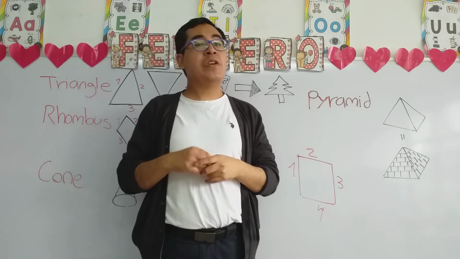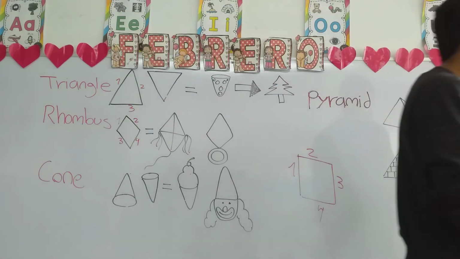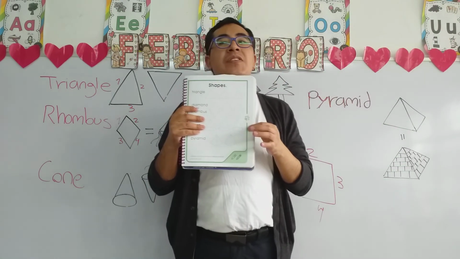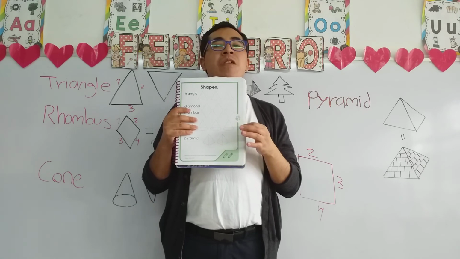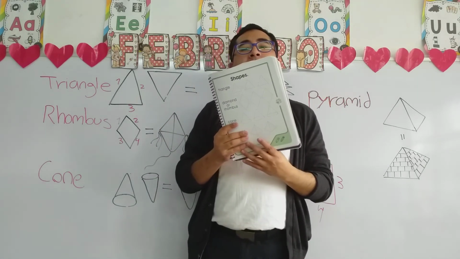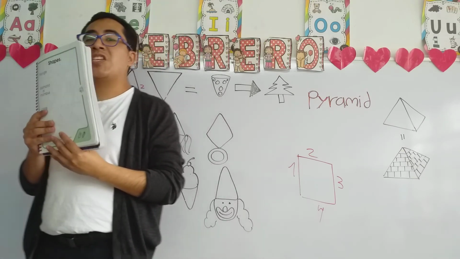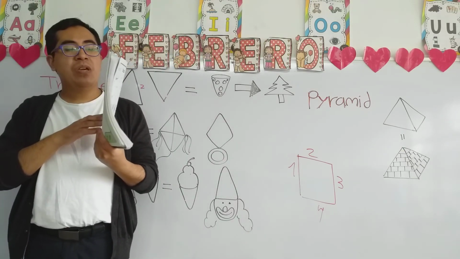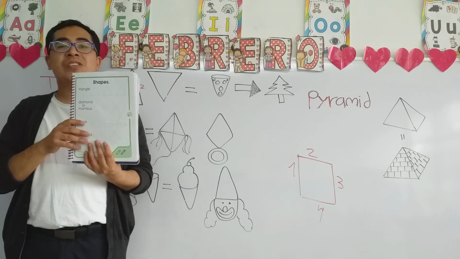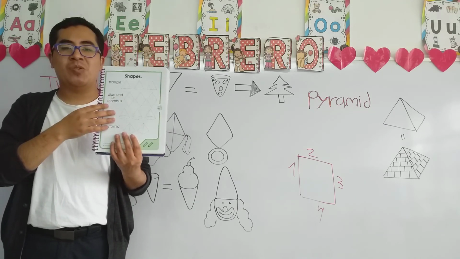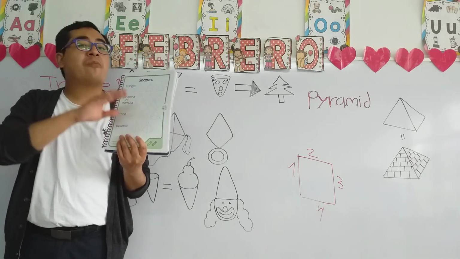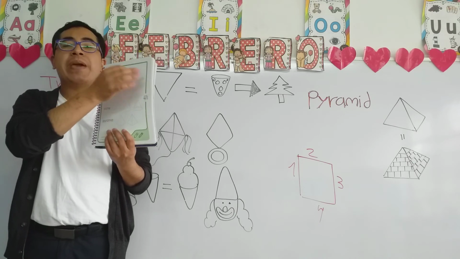Now, the activity of today is located right here, page 147. So as you can see here, once again, we have the geometric shapes that I already explained. What we have to do using different colors, first of all, is to trace all of the shapes, okay? After you finish tracing all of them, then with a different color, we paint.